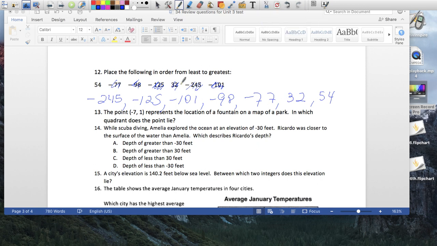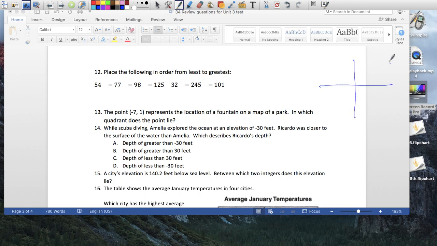Okay. Point -7, 1 represents the location of a fountain on a map of a park. In which quadrant does it lie? Again, I will do this. Quadrant 1, quadrant 2, quadrant 3, quadrant 4. And -7 would be, from the origin, I walk 7 spaces to the left. 1, 2, 3, 4, 5, 6, 7. I'd be there. And 1 positive means I go up 1. So here is my location. There's my fountain right here. Okay.